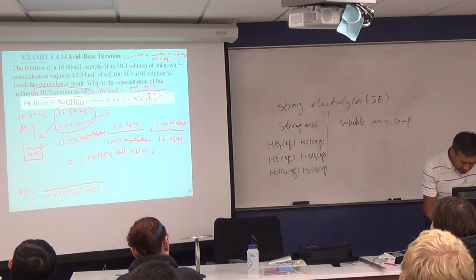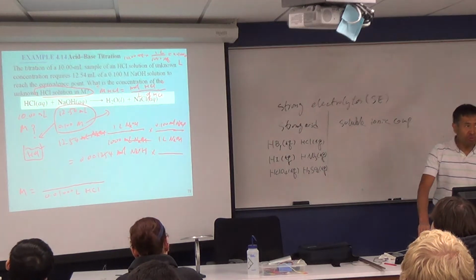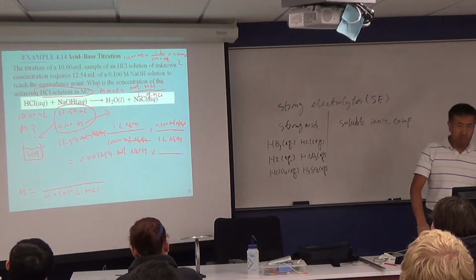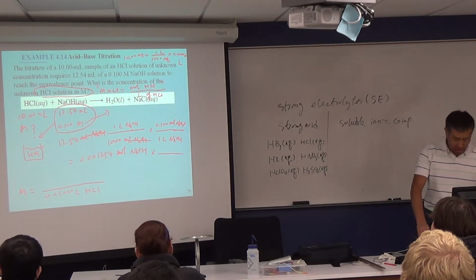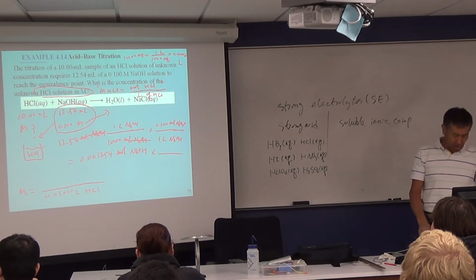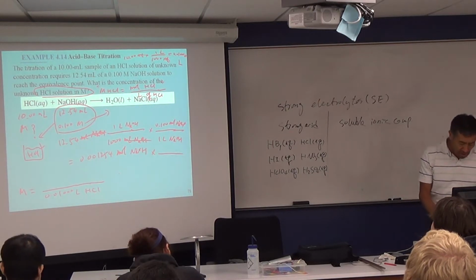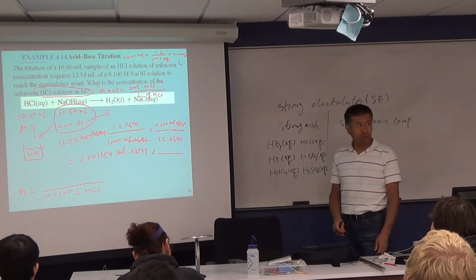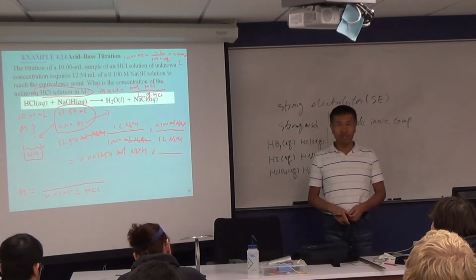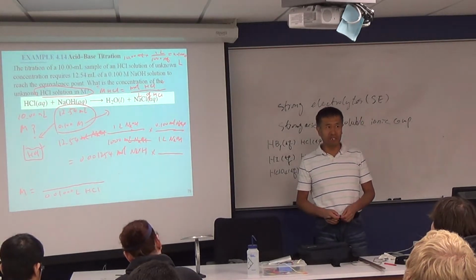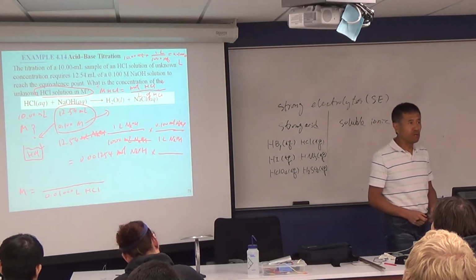Right. So now let's add one more step here. We're going to use the mole ratio between the moles of HCl and the moles of NaOH, converting the moles of NaOH into moles of HCl. Right? So which mole shall we put on the top? Even though for this particular problem it doesn't matter, because the numbers are the same.